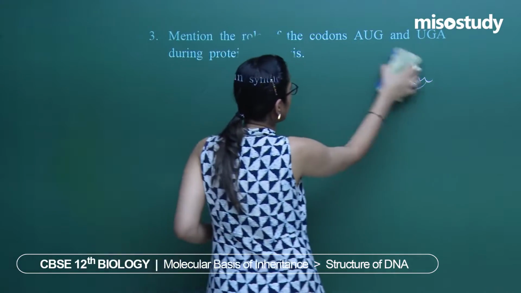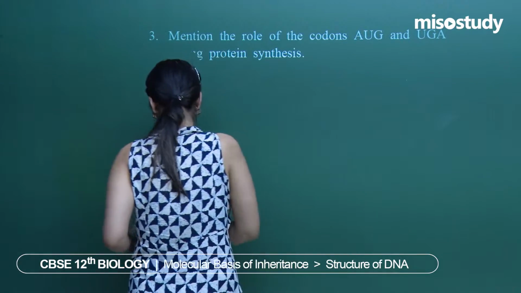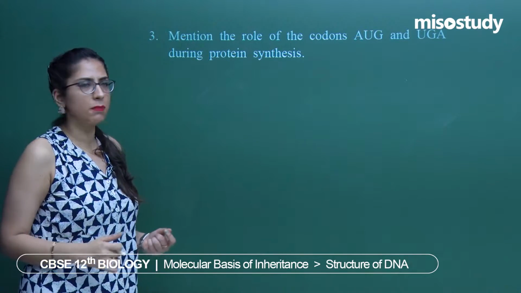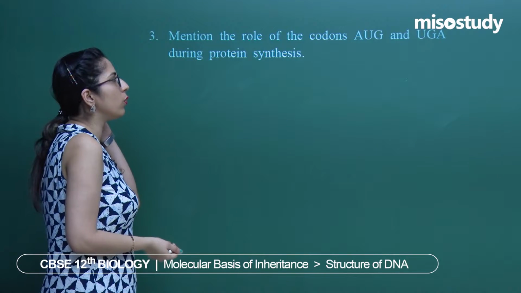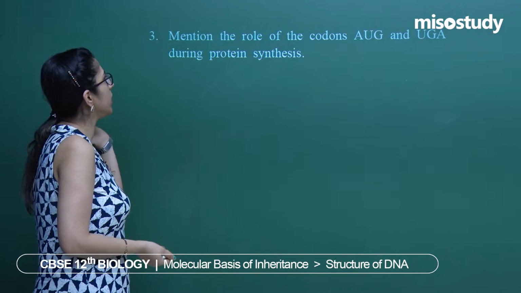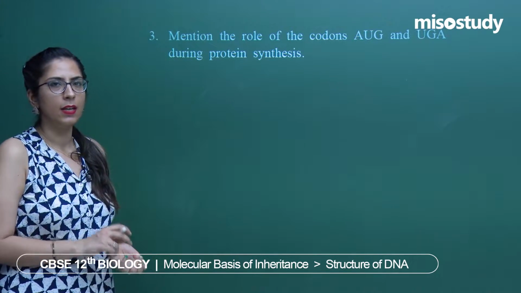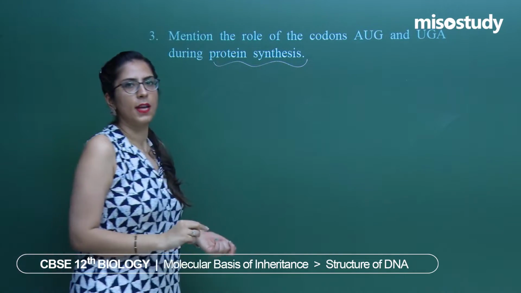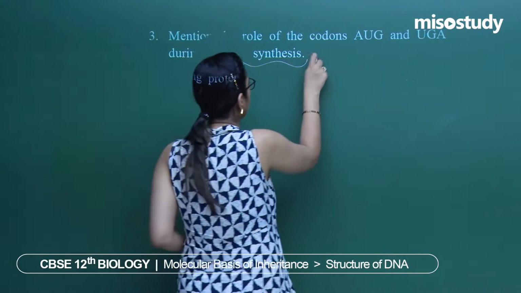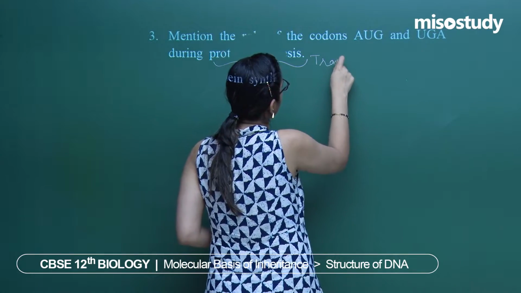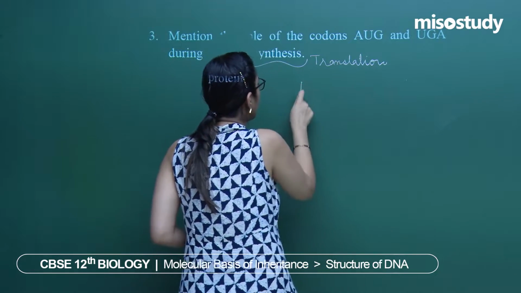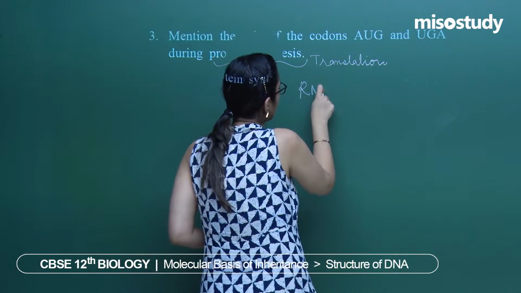So question number 3 is also a 1 mark question. If you are able to answer this, you'll get a complete 1 mark. Mention the role of codon AUG and UGA during protein synthesis. Another name for protein synthesis is translation. That means they are referring to the translation process in which RNA forms a protein.